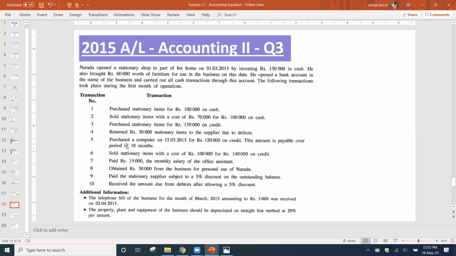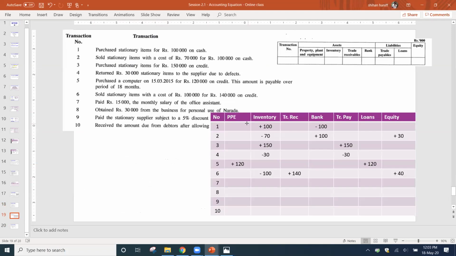And this 1st of March. And we don't know the dates of these. But anyway, if you write the opening balance, that is not wrong. Even if you write the opening balance, it is correct. In the question, they expect in the answer transaction number 1 to 10.